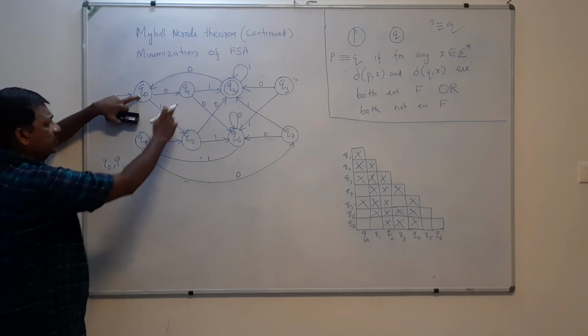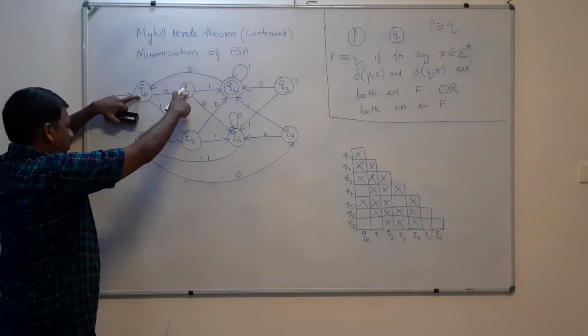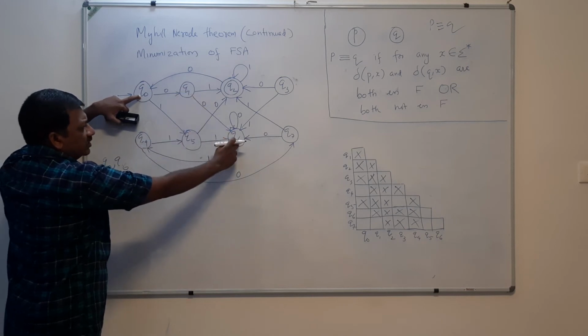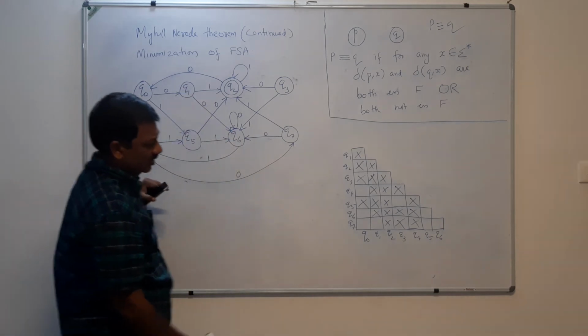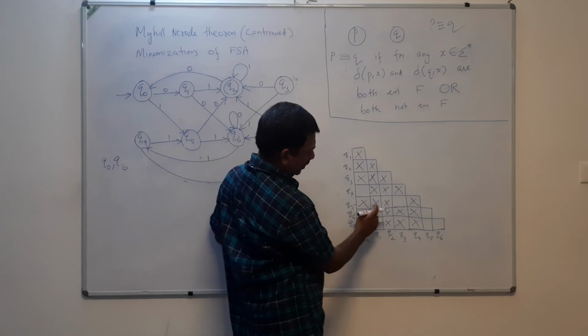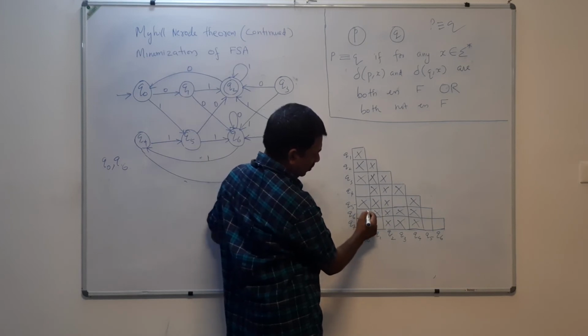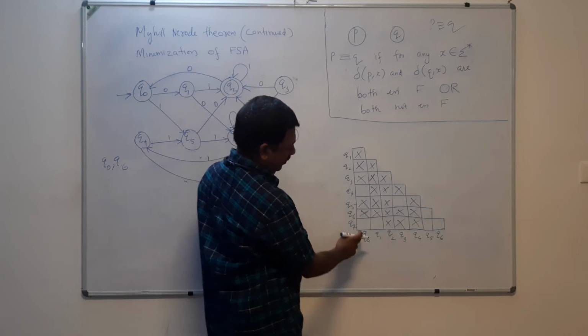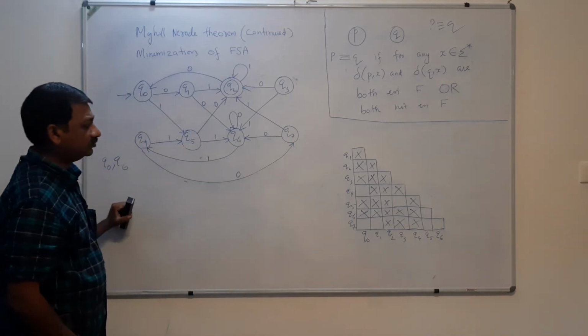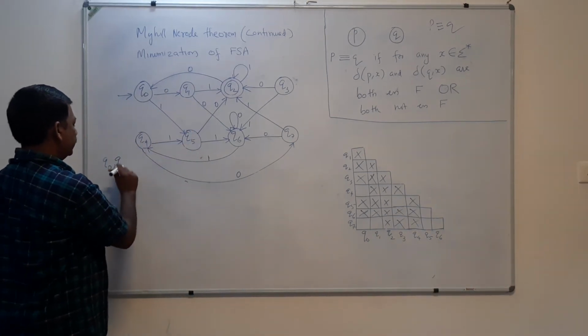Q0 on 0 it is Q1, and Q6 on 0 is Q6. And what about Q1, Q6? Q1, Q6 is already distinguishable. So this is distinguishable. What about Q0, Q7?